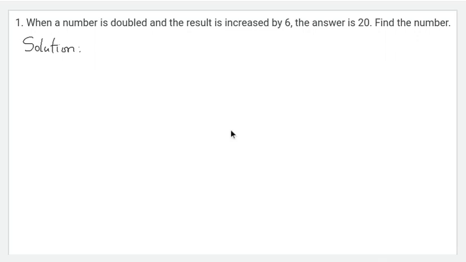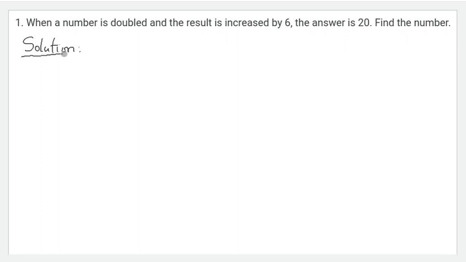All right, to question 1. When a number is doubled and the result is increased by 6, the answer is 20. Find the number. So in algebra, as usual, we say let the number be a particular letter.